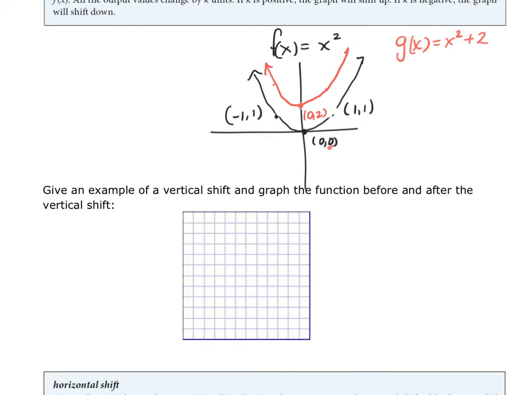So I want you to do your own parent function, whichever one you like, and then do some sort of transformation and write down the equation for that transformation. I'll give you a moment.